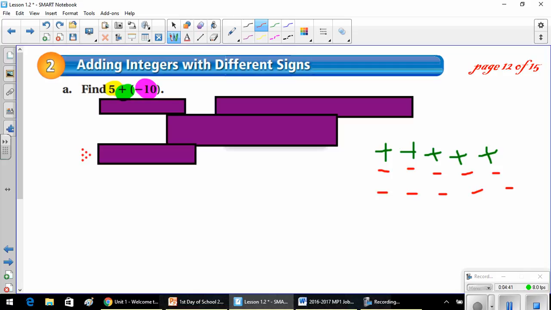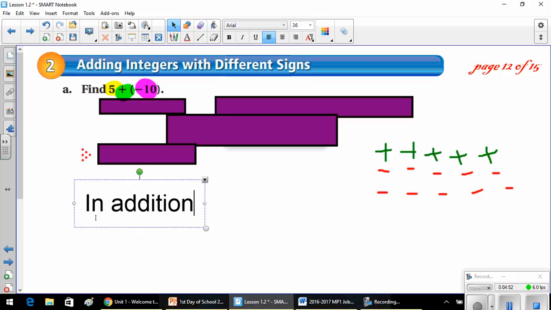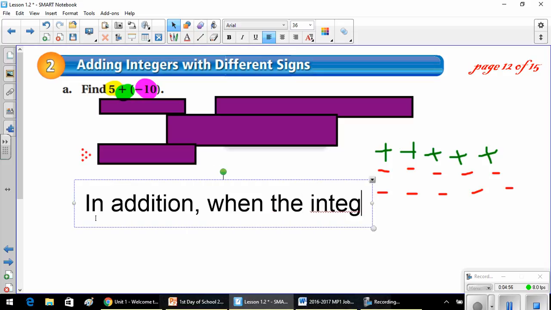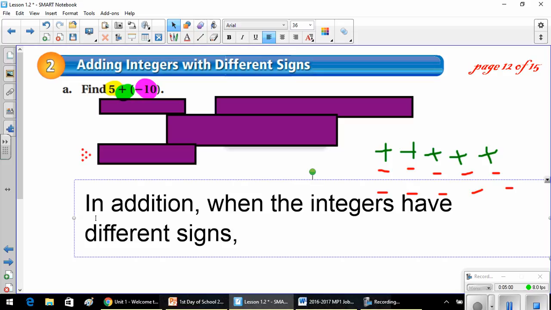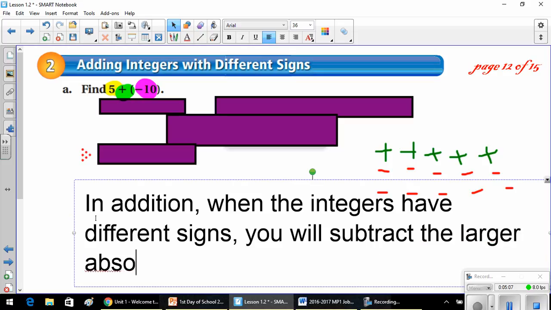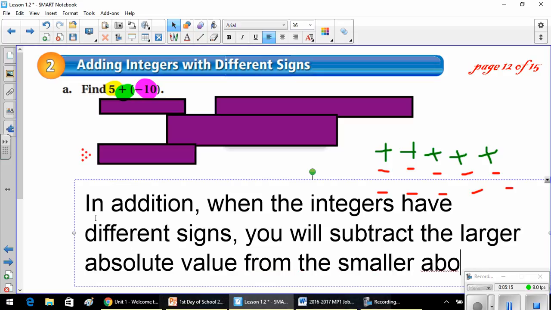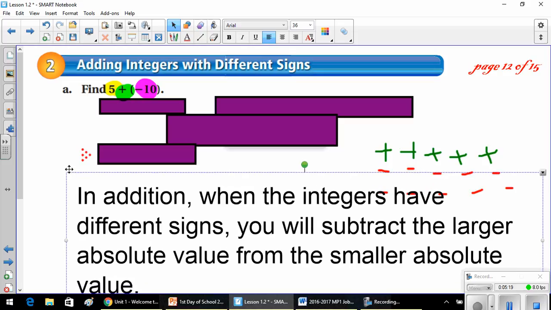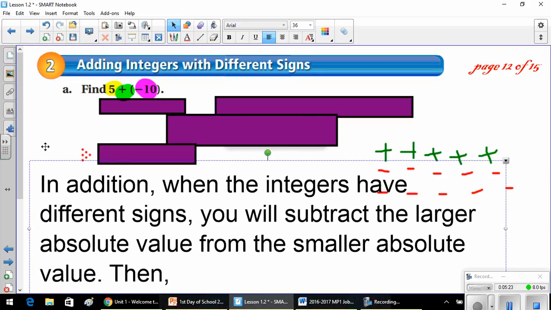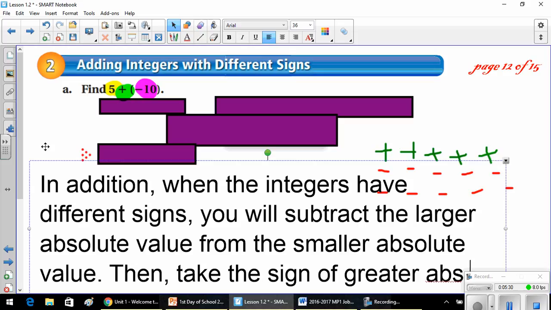If you notice, I have a mix of 2 colors. I have 5 positives but 10 negatives. So the rule I want you guys to start to recognize is, and you can write this down, in addition, when the integers have different signs, you will subtract the smaller absolute value from the larger absolute value. Then take the sign of the greater absolute value. I'm just going to abbreviate absolute value to ABS.